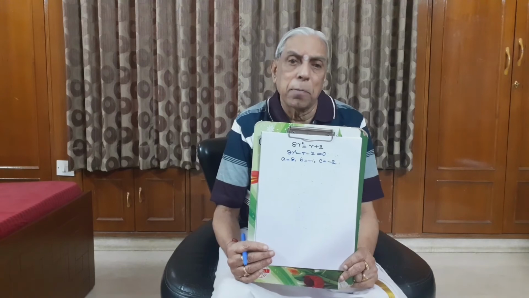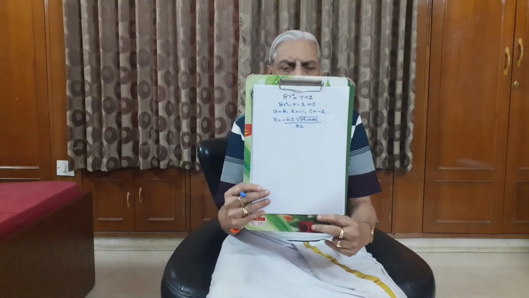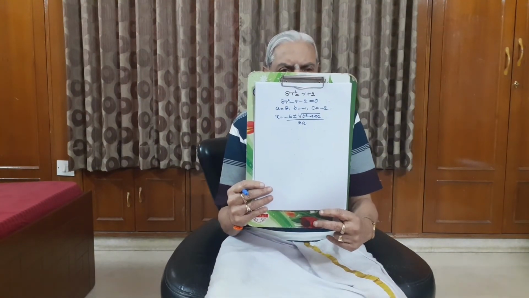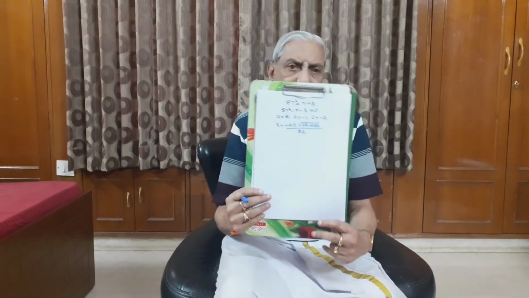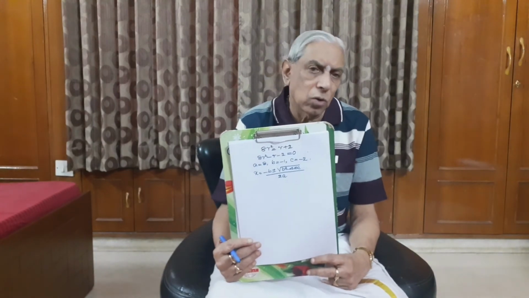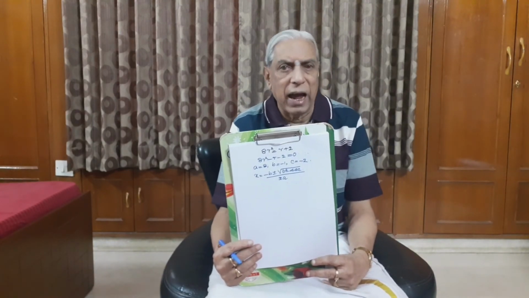Then once again apply the formula. What is the formula? X is equal to minus b plus or minus square root of b square minus 4ac, whole divided by 2a. X is equal to minus b plus or minus square root of b square minus 4ac whole divided by 2a. This is the formula. What is the next step? You have to apply for a, b and c and then simplify.